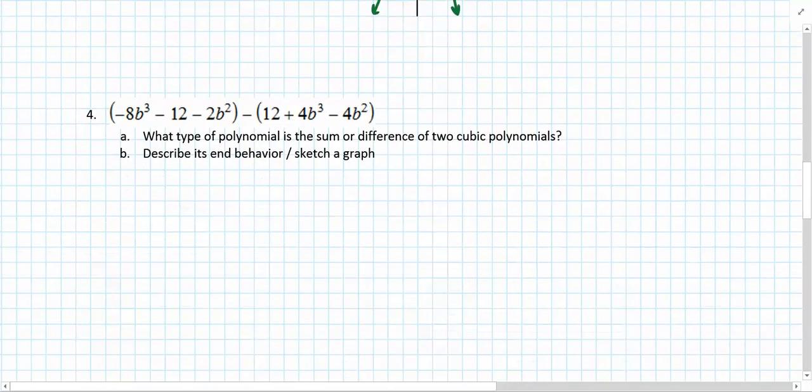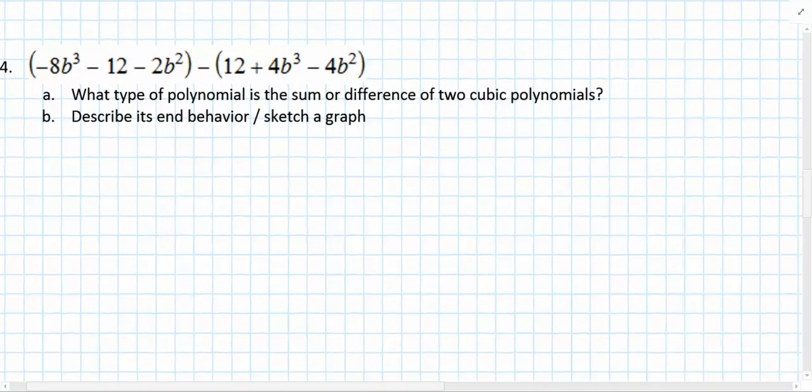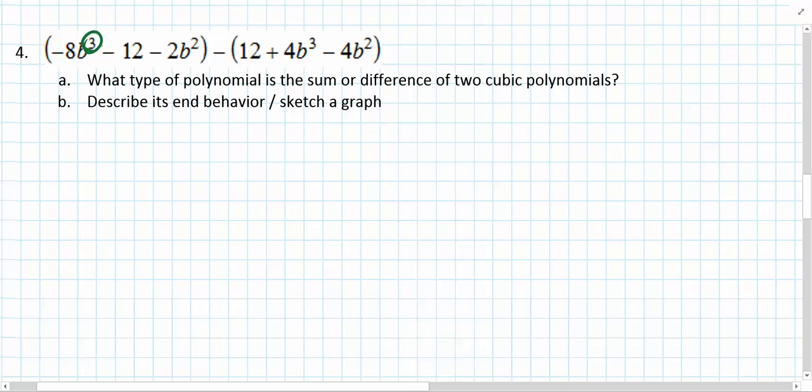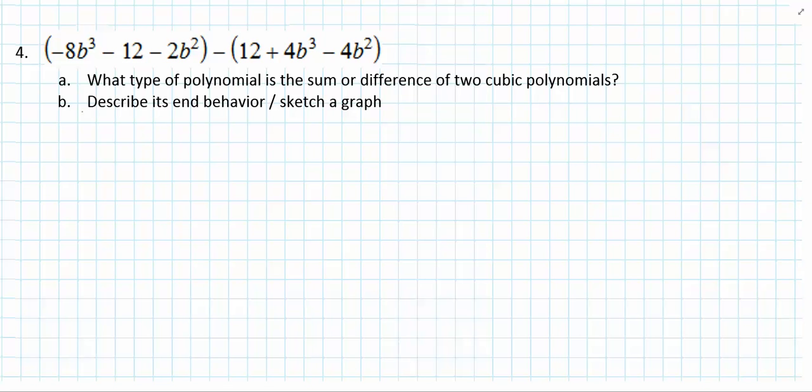I'd like for you to try number 4 on your own. Without completing the math first, tell me what type of polynomial would be the sum or the difference of two cubic polynomials. Again, in this case, we're subtracting two cubic polynomials. So what likely is the sum or the difference of those two? And then in part B, go ahead and combine those two and sketch a graph. Again, pause the video right now and try this on your own, and you can resume playback in a few moments to check your work.